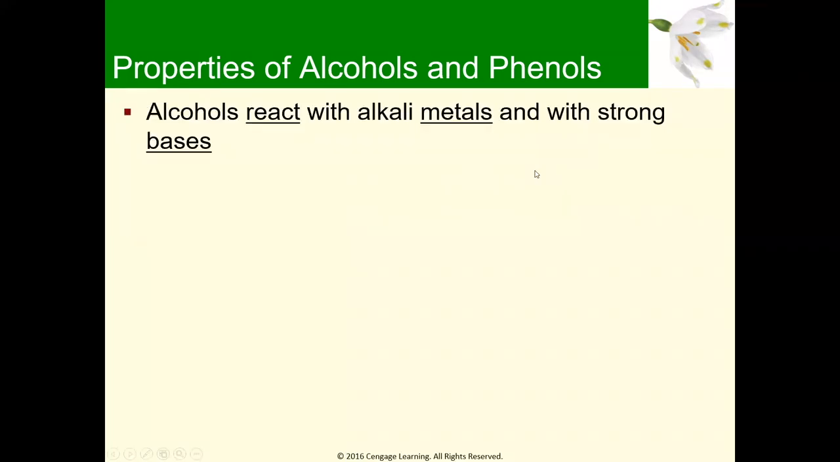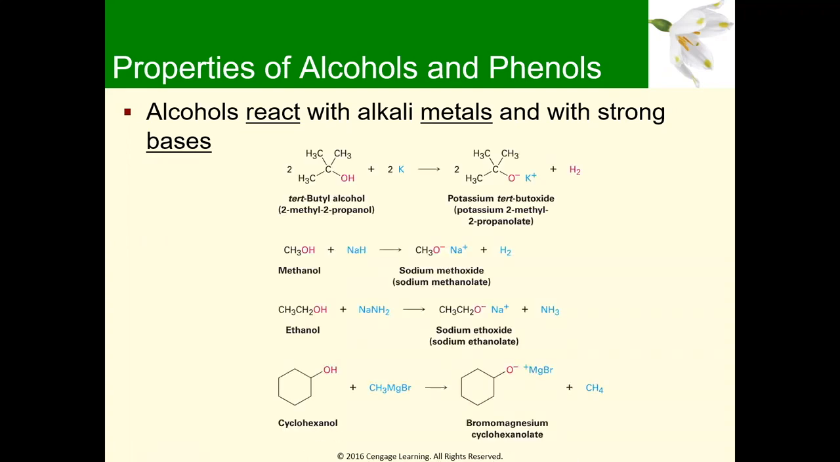Okay, so some more properties of alcohols and phenols. We're getting more into the reactions that they undergo. First of all, they will react with a metal, an alkali metal. Remember, those are the metals in the first column of the periodic table: sodium, potassium, lithium. But they also will react with strong bases, as we've already seen, to form those alkoxide ions. So we're going to take this one by one. So first of all, the alcohol reacting with an alkali metal like potassium.